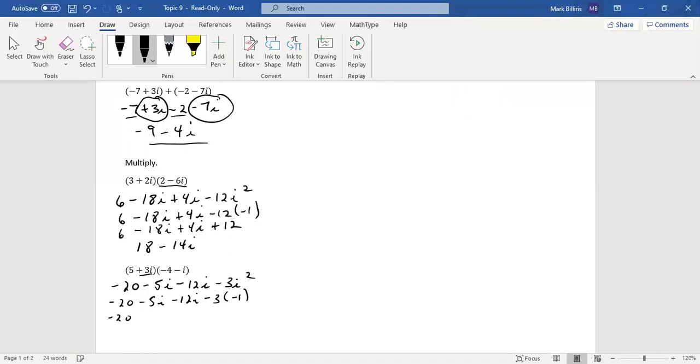Then I'm going to multiply the negative 3 times negative 1. And then I'm going to combine like terms. So negative 20 plus 3 is negative 17. And negative 5i minus 12i is negative 17i. So very much the same as you've done before. Use your FOIL method or distributive property. And the only difference here is that i squared equals negative 1. So you'll be able to simplify further.